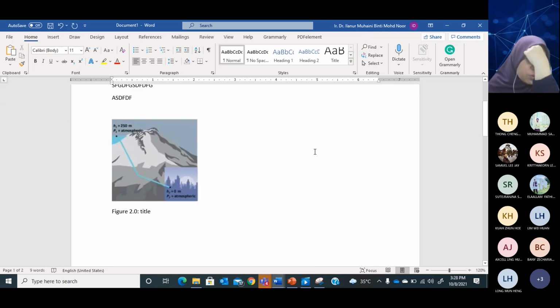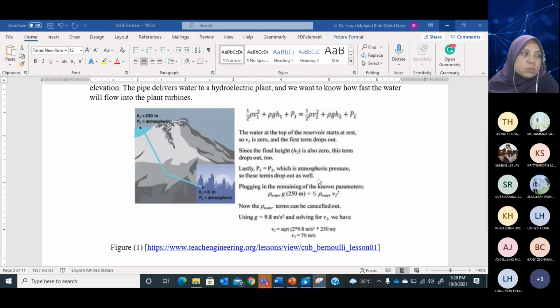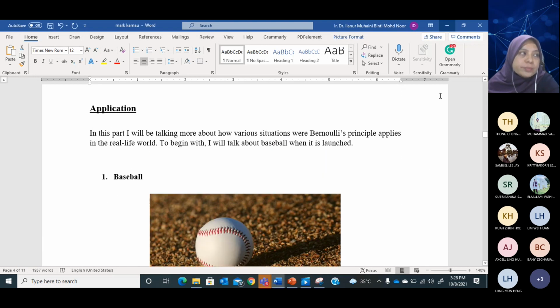Okay, if you want to copy from anything. Okay, wait, just now this one. Okay, application. In this part, I will be talking more about how various situations where Bernoulli principle applies. This one, the sentence also has a grammar problem.